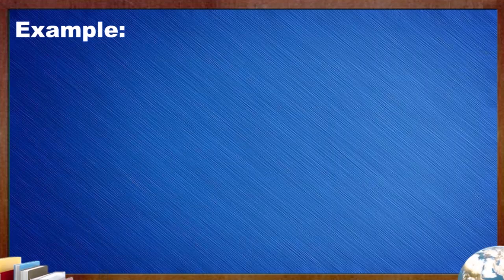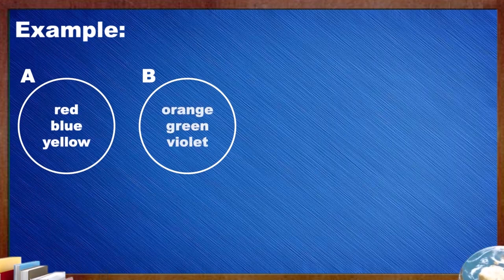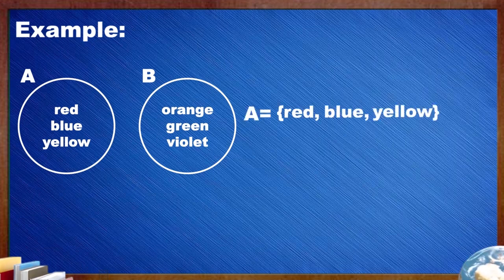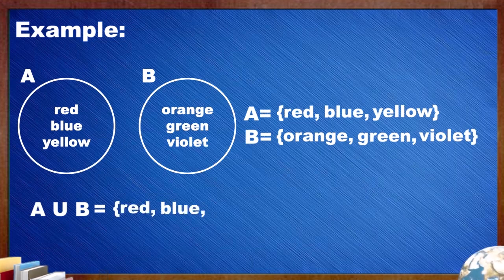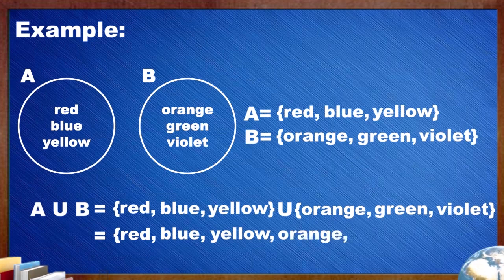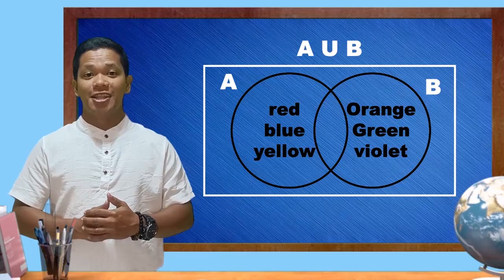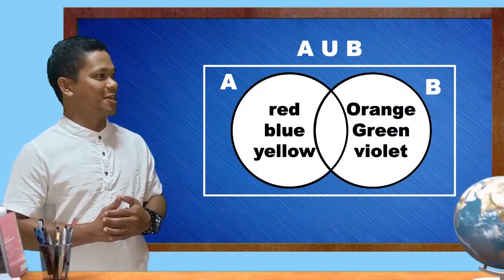Example, use the diagram to illustrate the union of sets A and B. A has the following elements, and B has these elements. We're going to write their elements. A is equal to red, blue, and yellow, and B is equal to orange, green, and violet. The union of sets A and B is equal to red, blue, yellow, union with orange, green, and violet, which results to red, blue, yellow, orange, green, and violet. This is the union of A and B, and can be illustrated by the shaded region in this diagram.